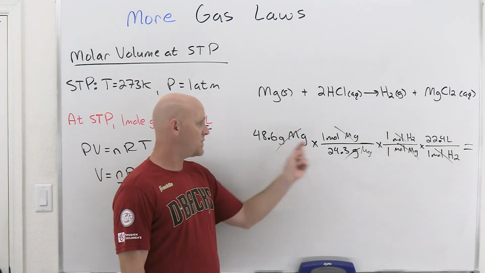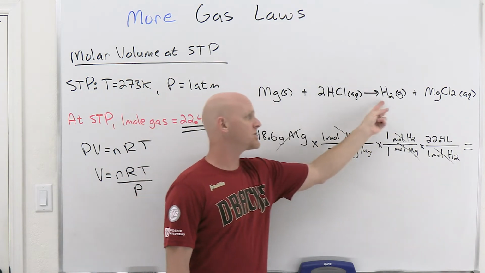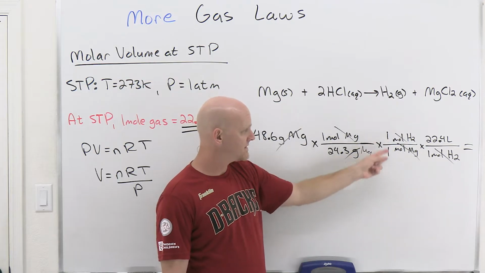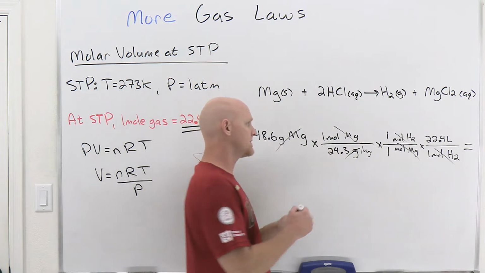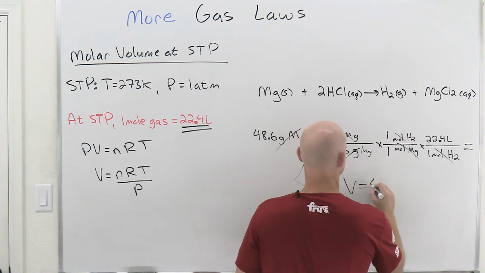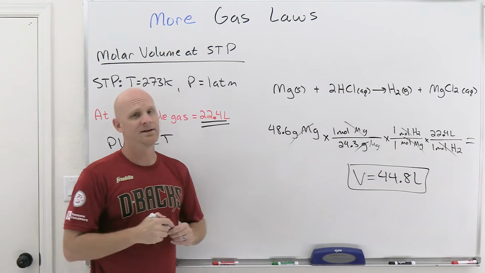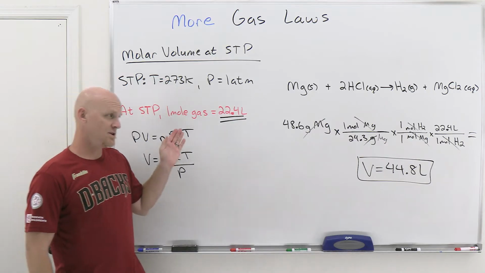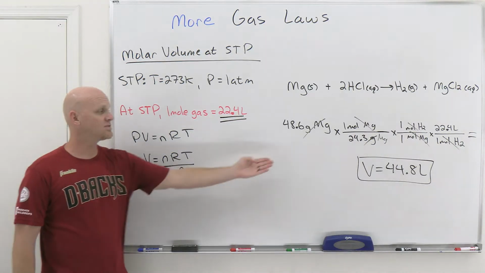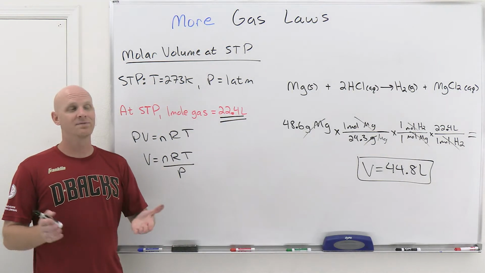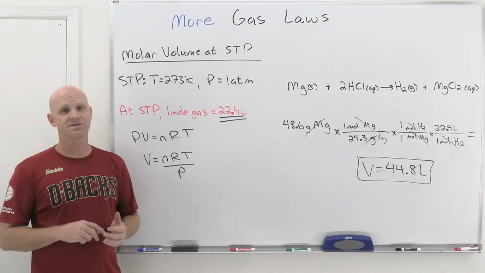Again, 48.6 divided by 24.3 is 2 moles of magnesium. Based on the 1-to-1 ratio, that should produce 2 moles of hydrogen. If each mole is 22.4 liters, then 2 moles would come out to 44.8 liters. Had you gone all the way to 2 moles and plugged that 2 in for n into the ideal gas law, you'd get the same answer, but this is a faster way to do it. The only reason this is useful is because the most common conditions you might be asked such a question are the conditions of STP.